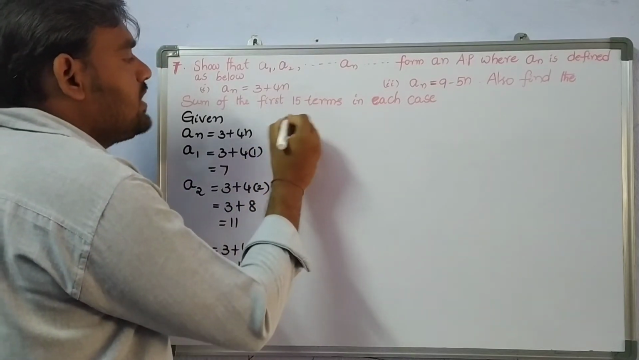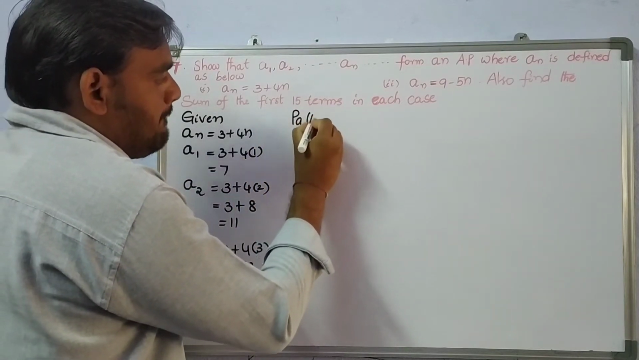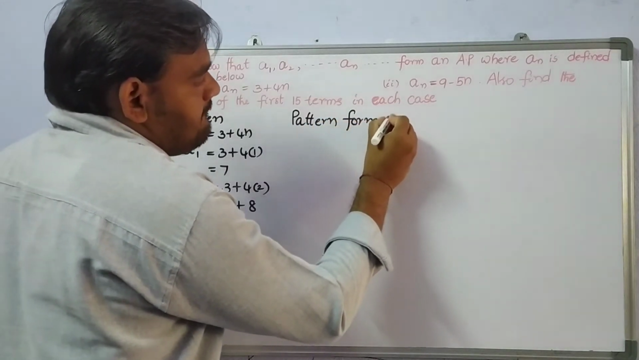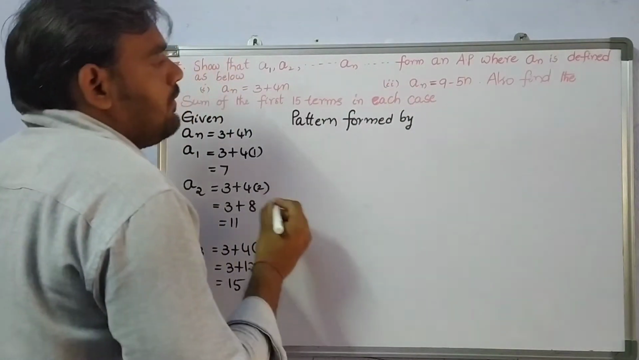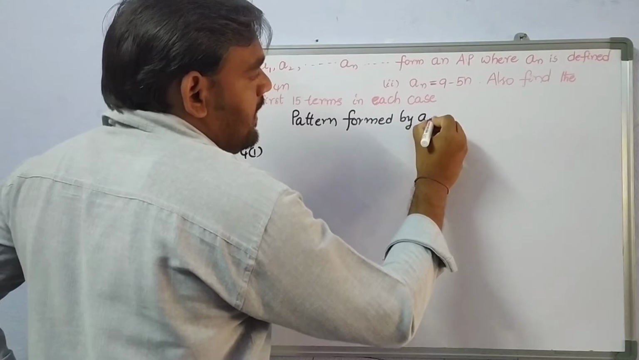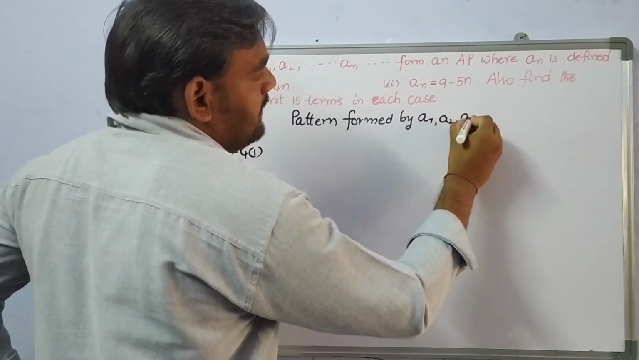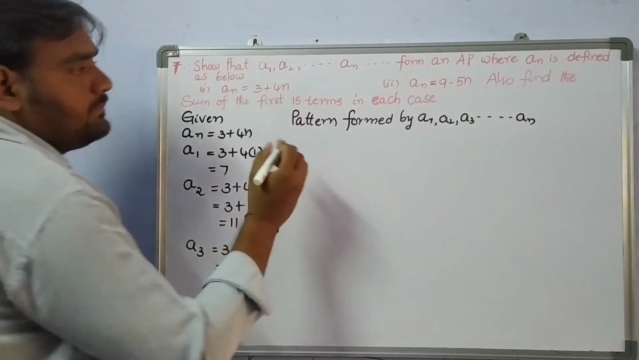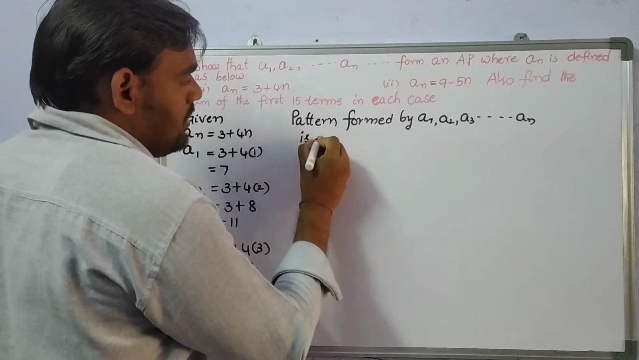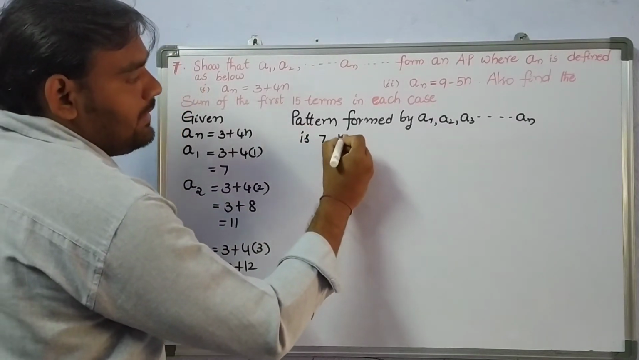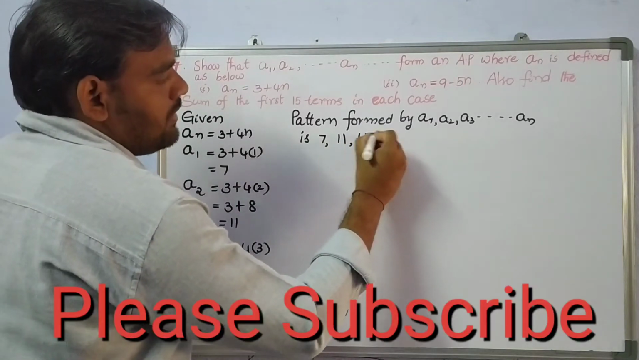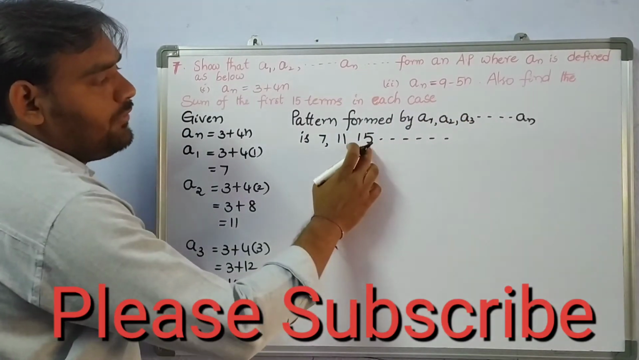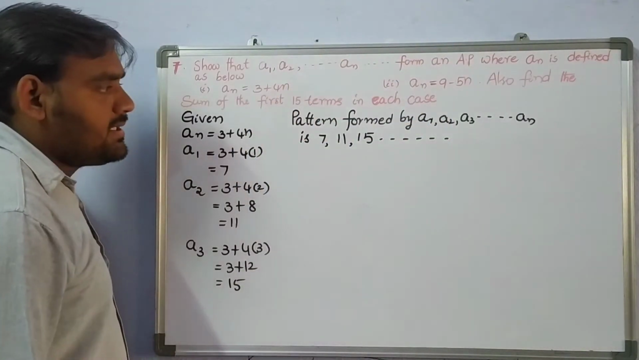See here, the pattern formed by A1, A2, A3 and so on An we will find. See, A1 is 7, so it is 7, 11, 15 and so on we will get. A1 is equal to 7, A2 is equal to 11, A3 is equal to 15, and so on we will get. Is it clear or not?